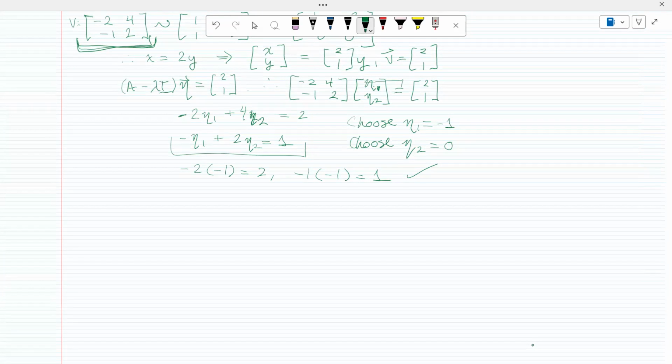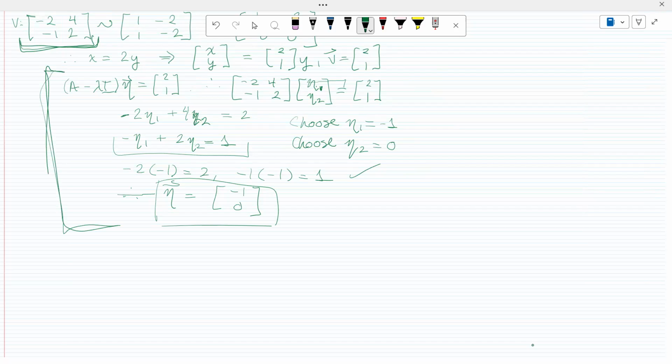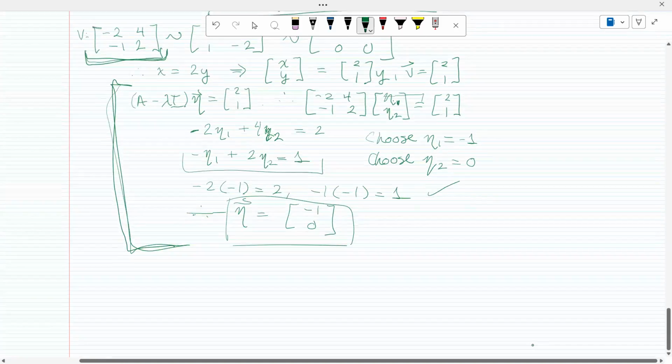And so, therefore, eta is equal to (-1, 0). Are there any questions with any of this? With the equal roots solution?